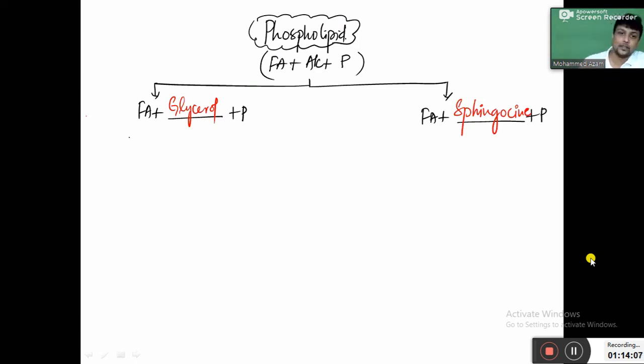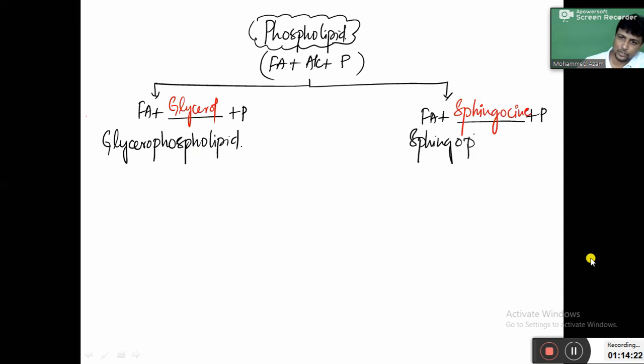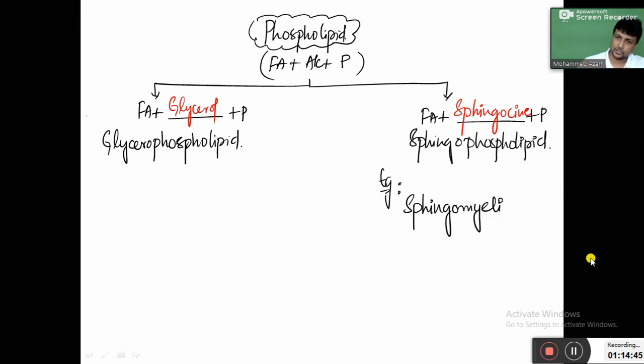Everything else is same. So if it is glycerol, then the name of this one will be glycerophospholipid. And if it is sphingosine, the name of this one will be sphingophospholipid. Okay. And now, my dear friends, remember one of the examples here of sphingophospholipid is sphingomyelin. Sphingomyelin comes under the category of sphingophospholipid.